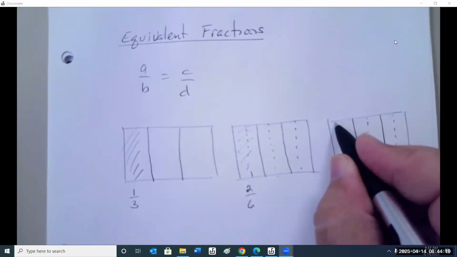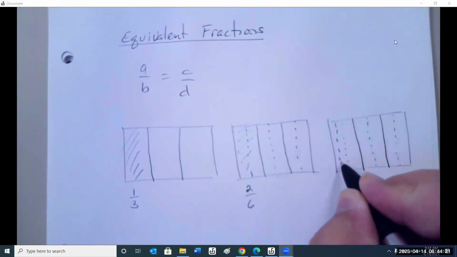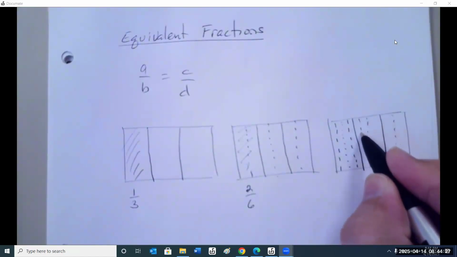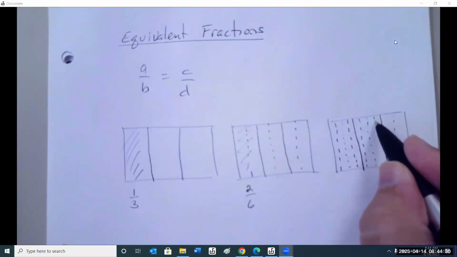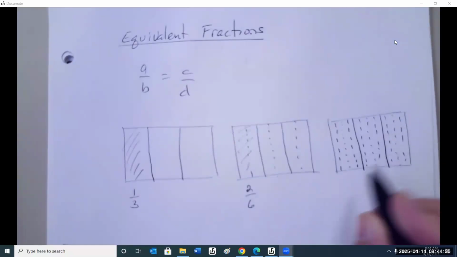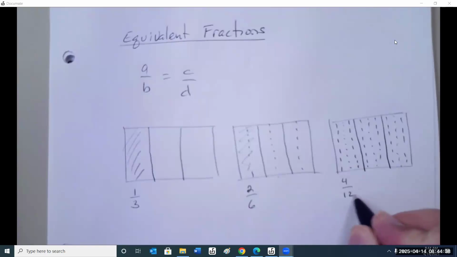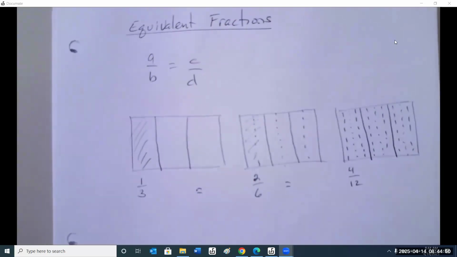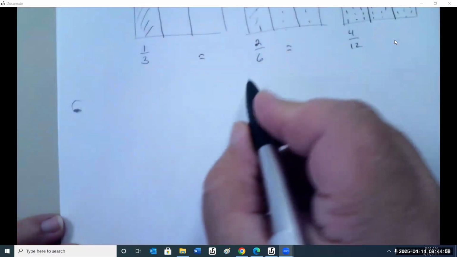And if we folded it again, so this part is now 4 out of 12. They're all equal to each other. This is how you introduce equivalent fractions to them. In your classroom, you'll have posters all over your classroom. One poster you could have about fractions.